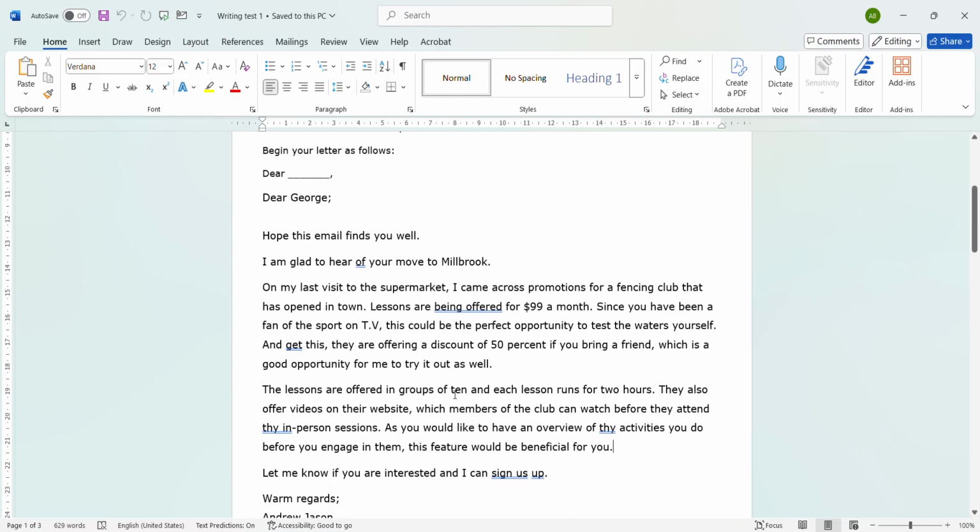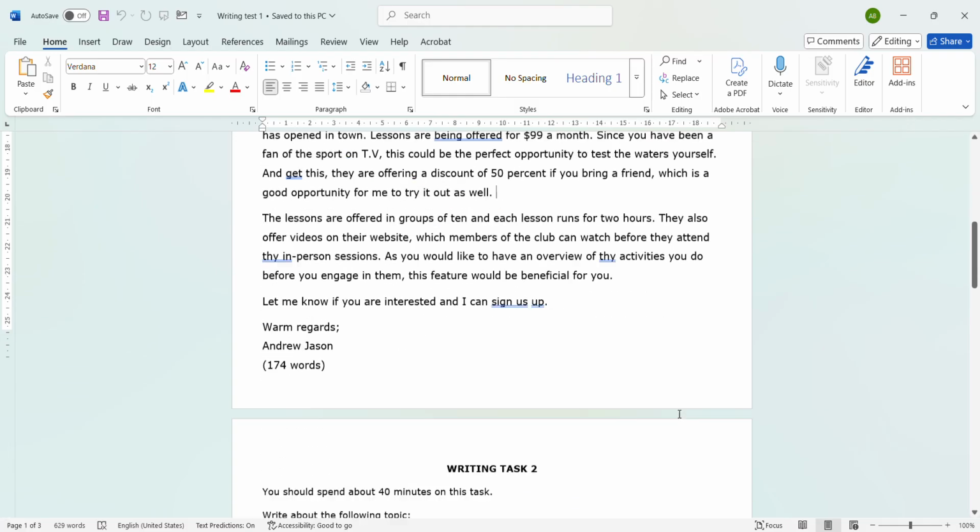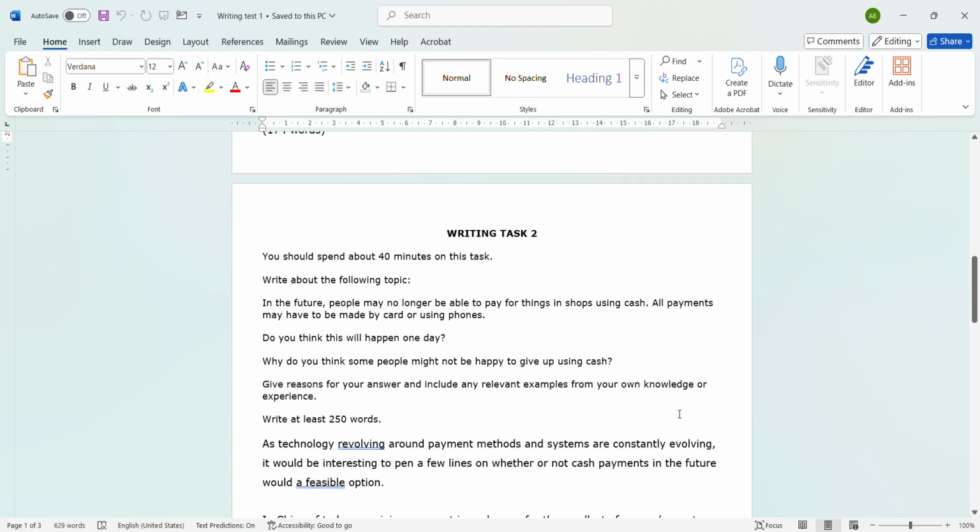So that could be an example of how you can keep writing and fill in the word count when you do not have enough ideas to reach the word count. So let's move on to task number 2.